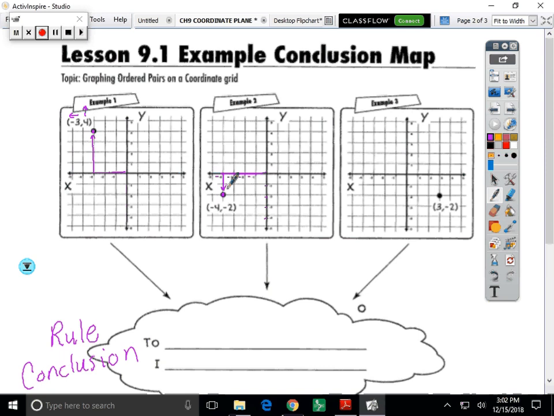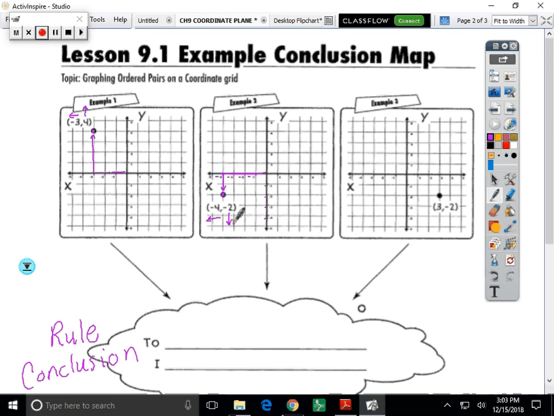Okay, I'm kind of seeing a pattern to this. This -4 told me to move to the left, similar to the -3 on the last example. But then instead of moving up for a positive number, I moved down for the second coordinate. That -2 made me move down. Interesting. I'm going to take a look at the third example and just see if we can figure out what's going on here, see if we're connecting some good rules.